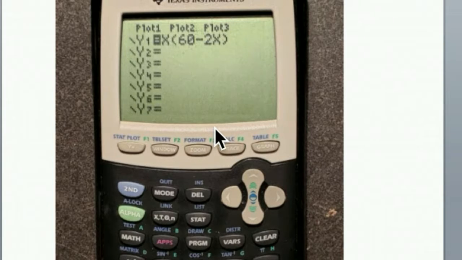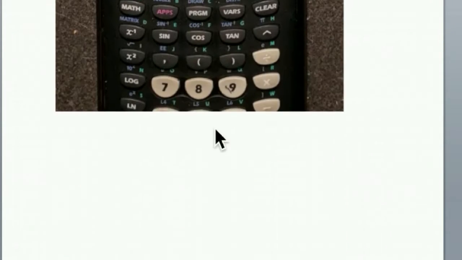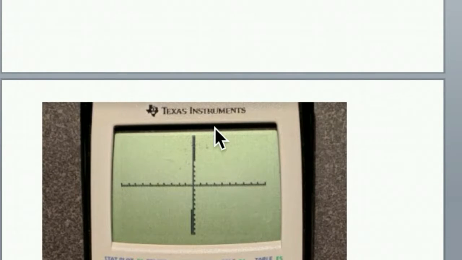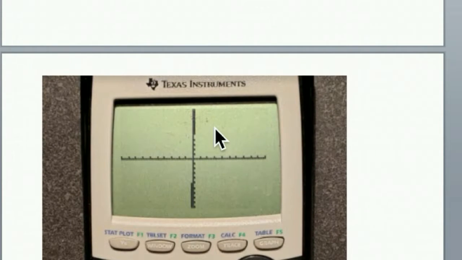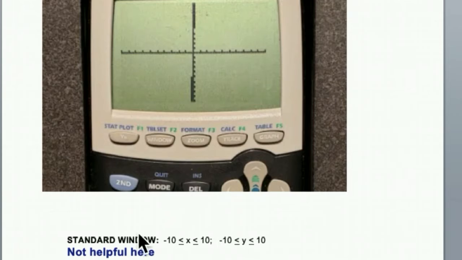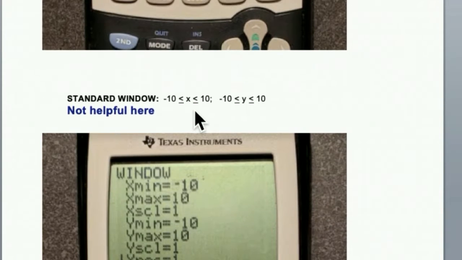So sometimes when you put a function into the graphing calculator and you go to graph it, you get something that's not very helpful like this. And your calculator by default will go to the standard window where the x-axis goes from -10 to +10, and the y-axis also goes from -10 to +10. You can hit the window button to see if you're in standard window.